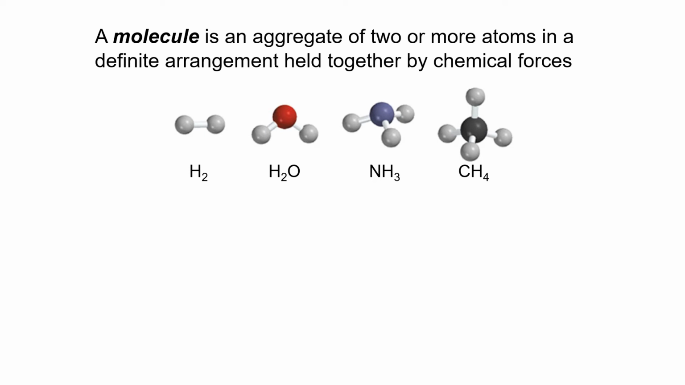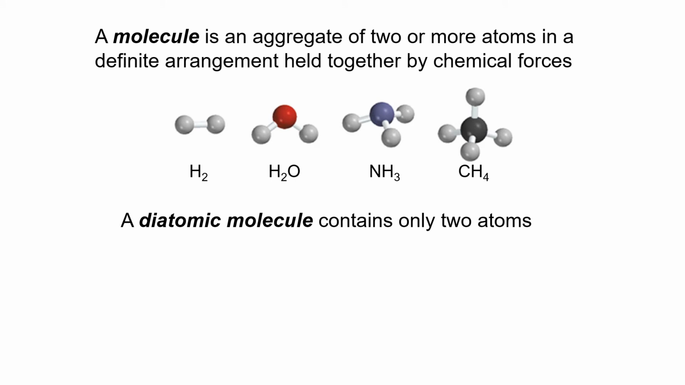These are just regular, no special name for these based on the number. But water, we've got one atom of oxygen, two hydrogens. In ammonia, we've got one nitrogen, three oxygens. And in methane, we have a carbon bonded to four hydrogens as well.